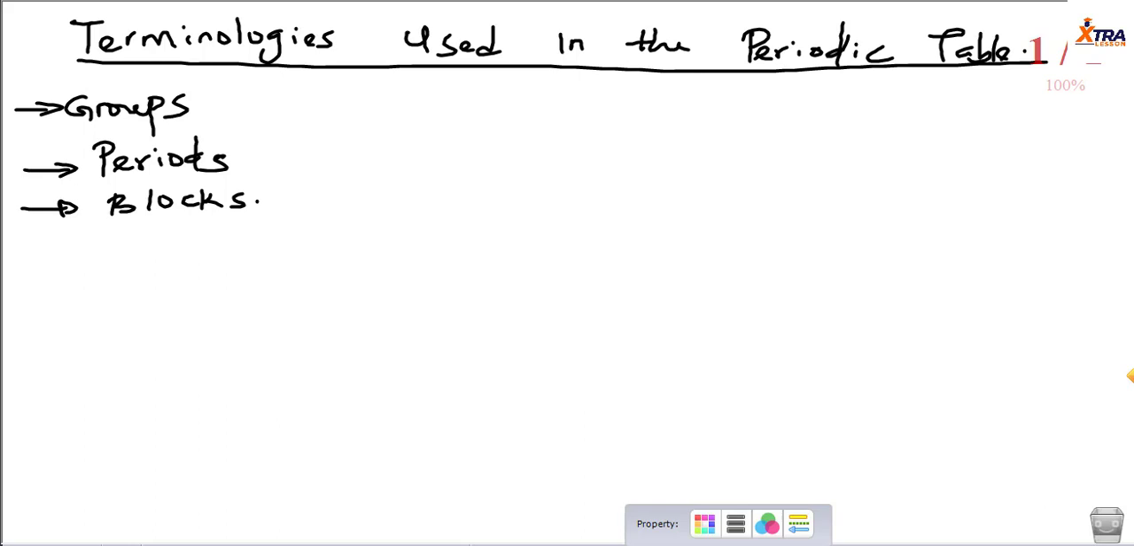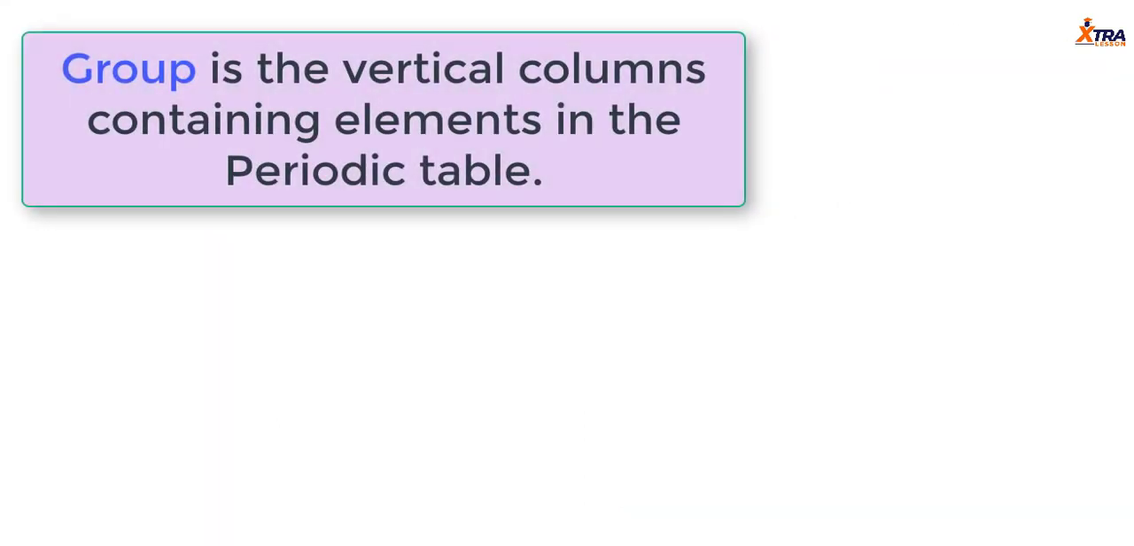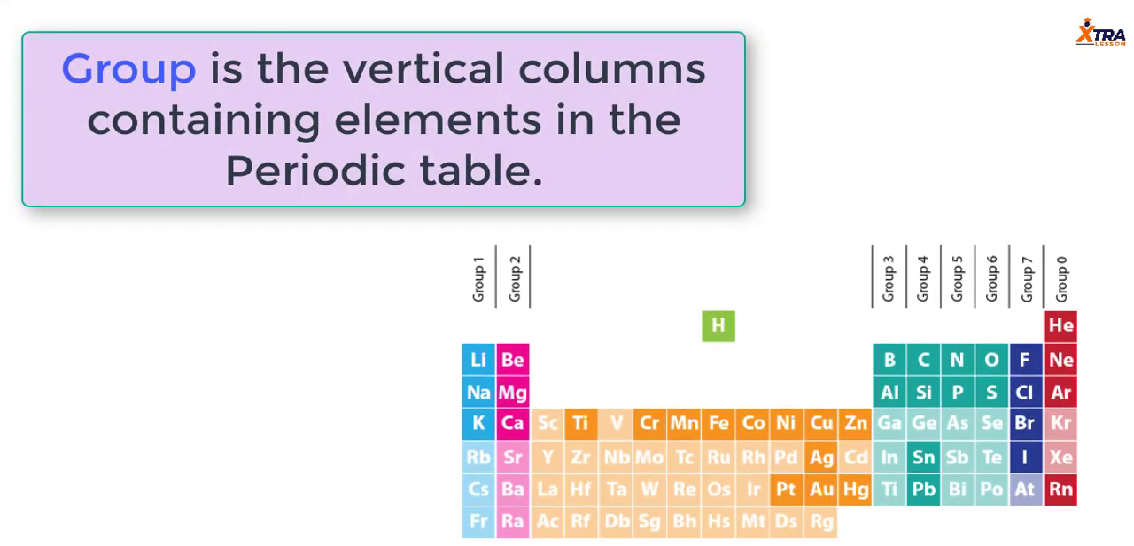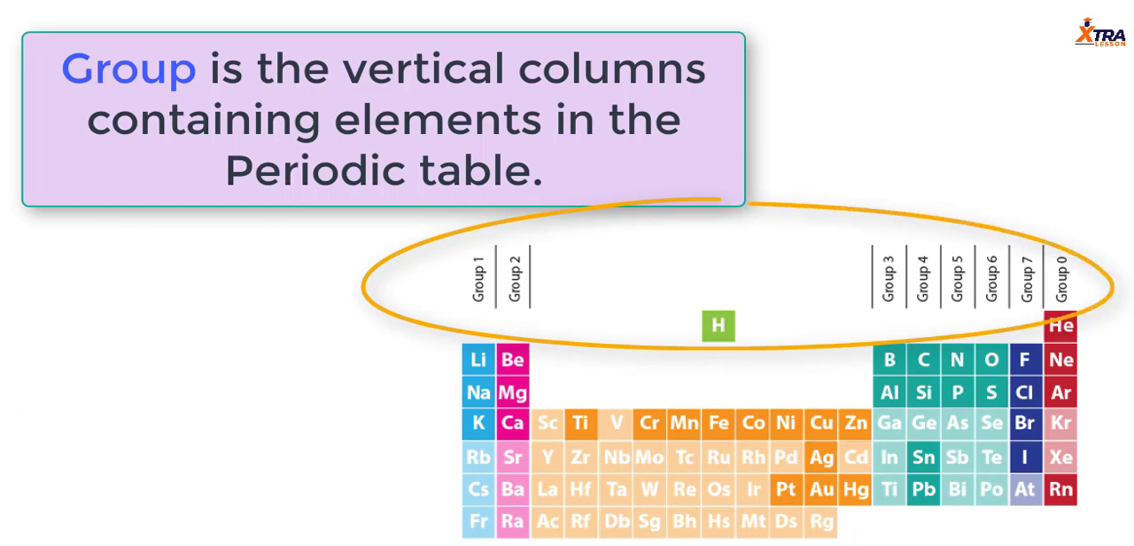So what is a group? A group is the vertical column you see on the periodic table. The vertical columns containing elements in the periodic table. When you look at the periodic table, you see those vertical columns running from 1 up to 0. Each of those columns is called a group. And it didn't just come about. There is a factor we consider before we put elements into the same groups.